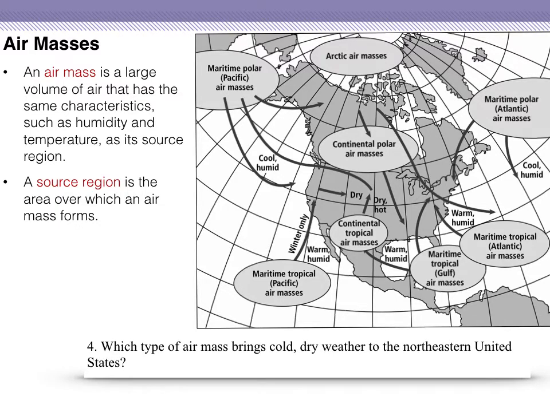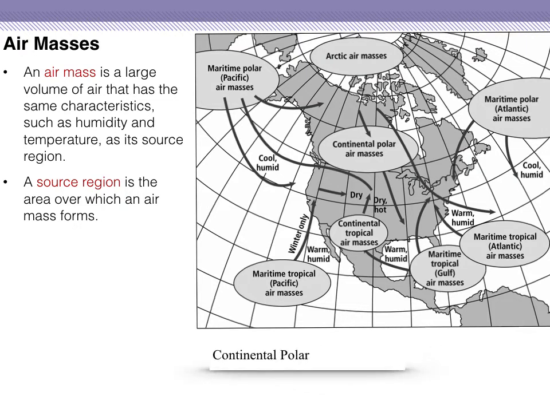Number 4, which type of air mass brings cold, dry weather to the northeastern United States? So I'm looking for cold and dry. Cold and dry has got to come from the polar continental air masses. Continental polar, which is going to bring cold and dry, because remember, when it occurs over land, it's going to be a dry air mass. When it occurs over the sea, it's going to be a humid air mass. And also remember that you're going to get cold air from the Arctic area, and you're going to get warm air from the maritime or tropical area.